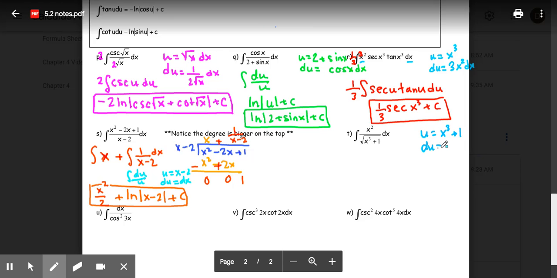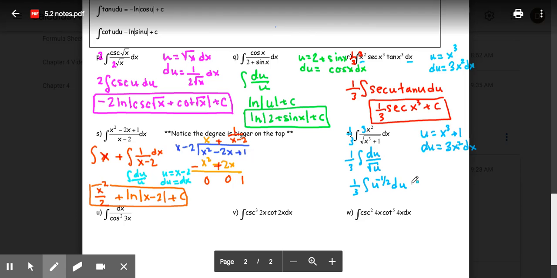Du would be 3x squared dx. So you know you're on the right track because there's an x squared in here. So I need to just put in a 3. And if I put in a 3, what goes on the outside? Yep, 1/3. So watch out. This is 1/3 the integral of du over the square root of u, not du over u. That does not turn into the natural log. Only du over u, the first, turns into the natural log. So to integrate this, you have to bring it up and make it to the -1/2 power.